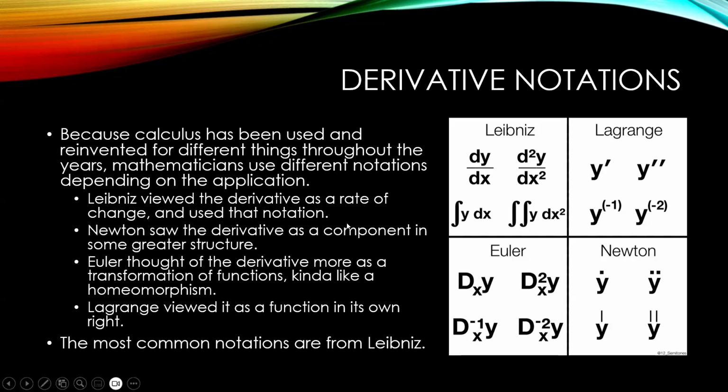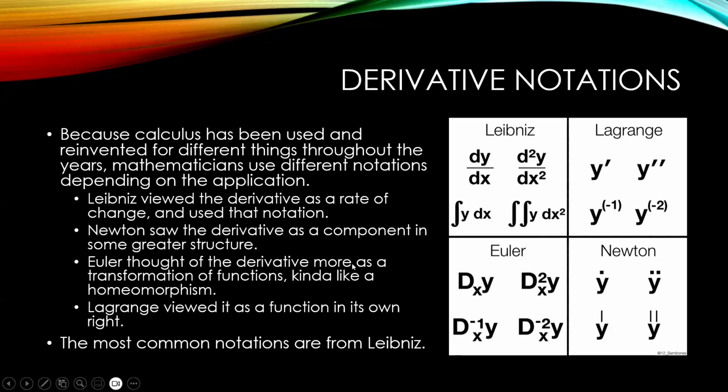Newton, he saw the derivative as a component in some greater structure. And so usually what he would be using it for is he would say, what's the change in the x direction? What's the change in the y direction? What's the change in the z direction? And he would use a dot to represent the derivative. And that way it wouldn't take up too much space. So if you're dealing with 3 or more dimensions, you just have to put a few extra dots here and there.